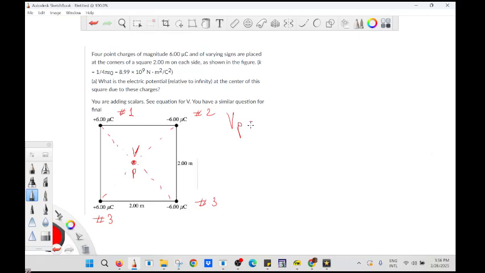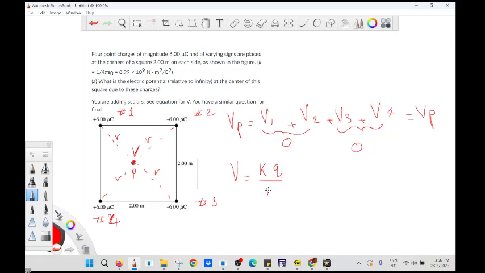Okay, the voltage at the point P will be the voltage from 1, plus the voltage from 2, plus the voltage from 3, plus the voltage from 4. And you see that the 1 and the 2, when you add them up, it's going to be 0, and this one is going to be 0, because they are at the same distance. And what's the voltage? It is K times the source charge over the distance R.